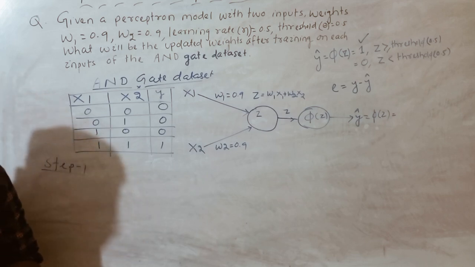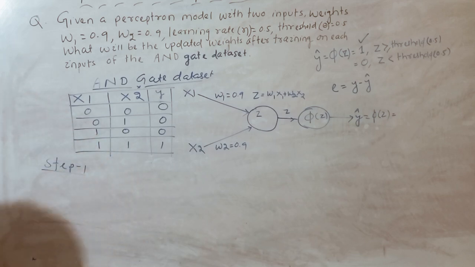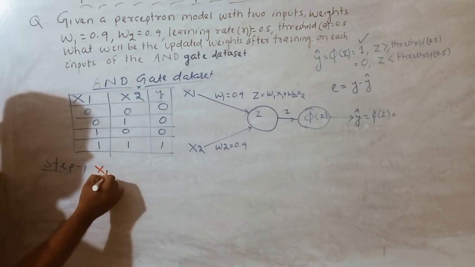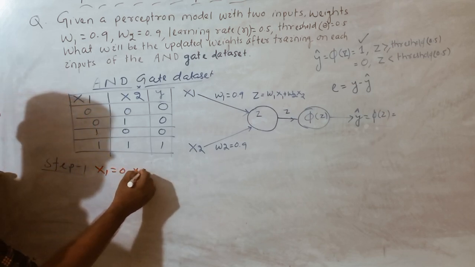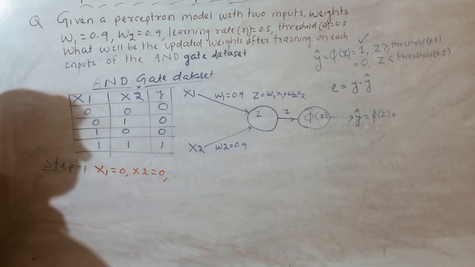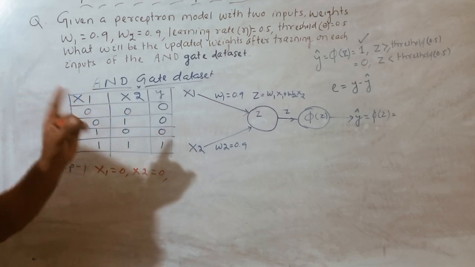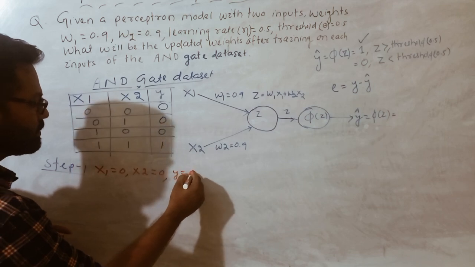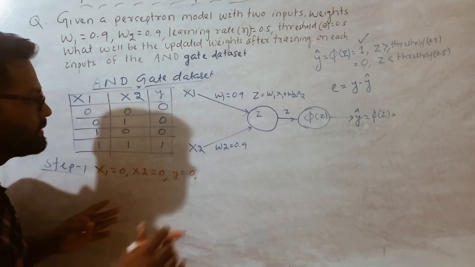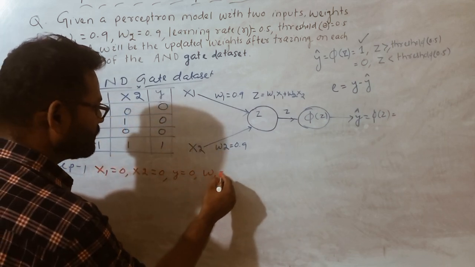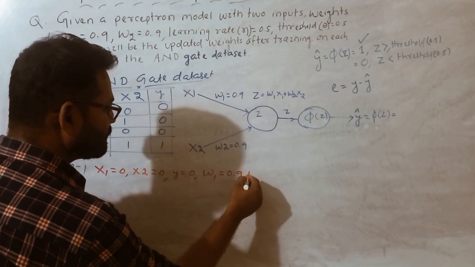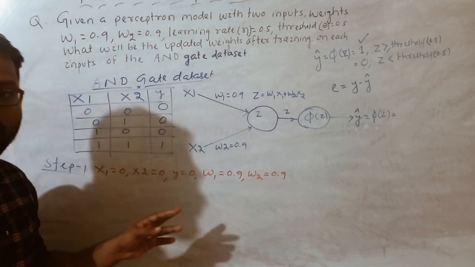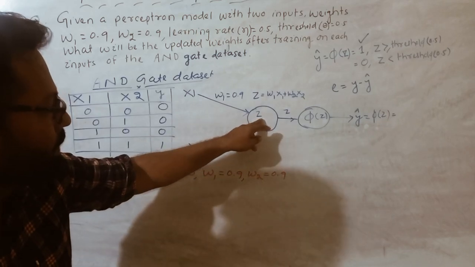So in step 1, my x1 is 0 and x2 is 0. And also, initially, we have to consider the weights. Here y is given as 0, and the initial weights are given in the exam question: w1 is 0.9 and w2 is also 0.9. So using this data, we now have to calculate the value of z.